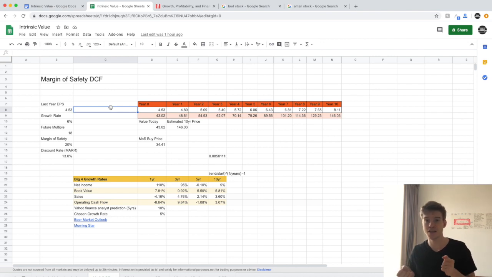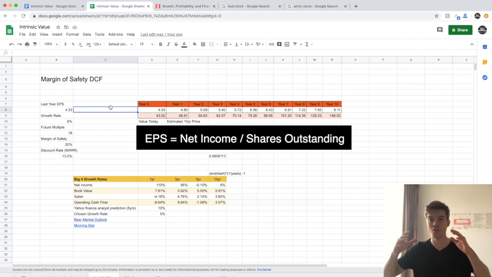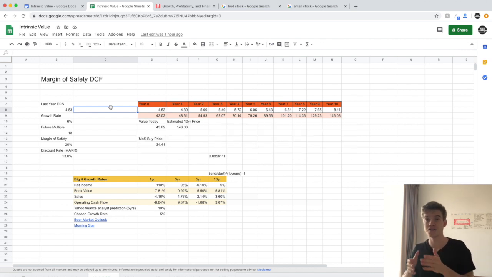So what we're doing is we're taking the earnings per share of the company. And if you don't know, earnings per share is just the net income or the earnings that the company makes, and dividing that by the number of shares. So we take the earnings per share, we're going to grow this 10 years into the future, and the growth rate we select based on our knowledge of the company and the future prospects of that company.